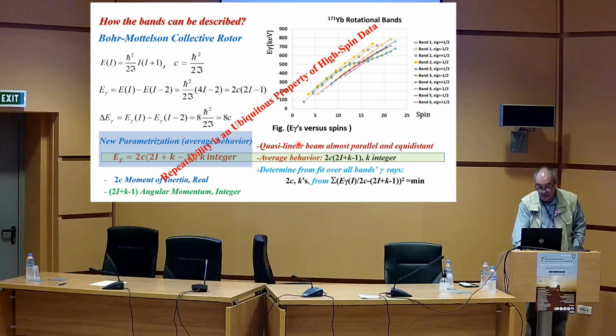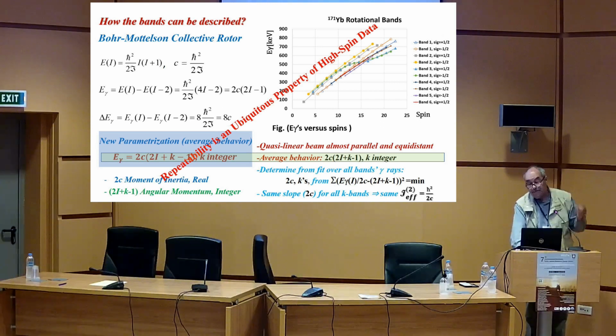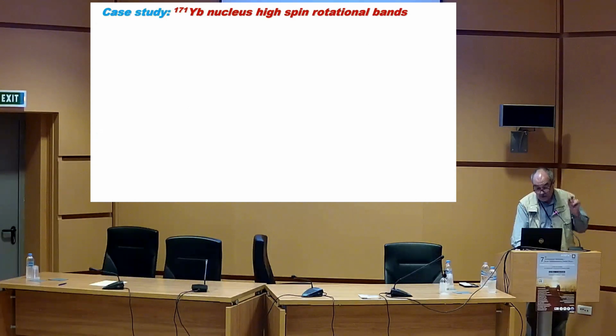Now, how do we determine our parameters, the slope and the intercepts? Through a least-squares fit with this formula, of course. And once we determine the average slope, that determines an effective moment of inertia, which would be a single, constant value characterizing the average motion of all these real rotational bands.